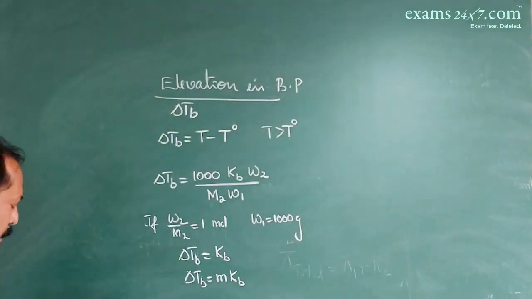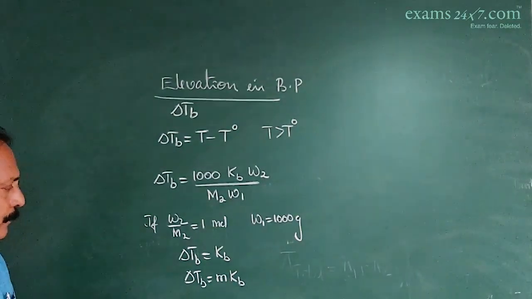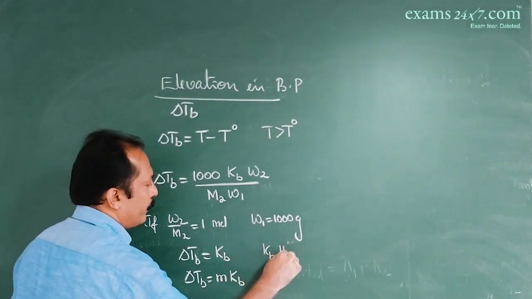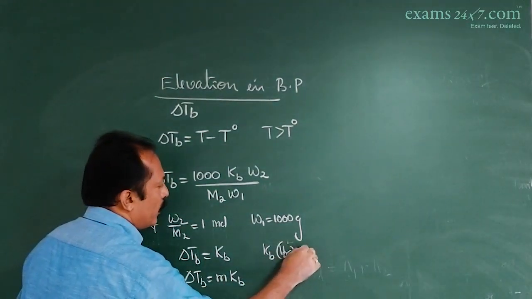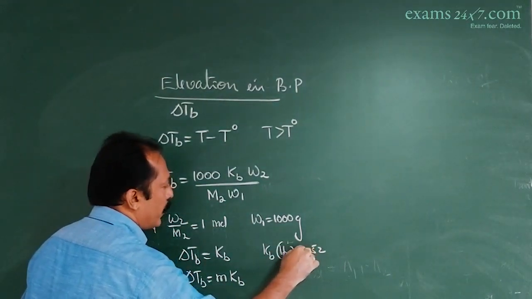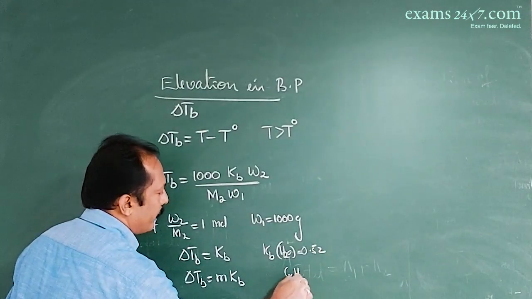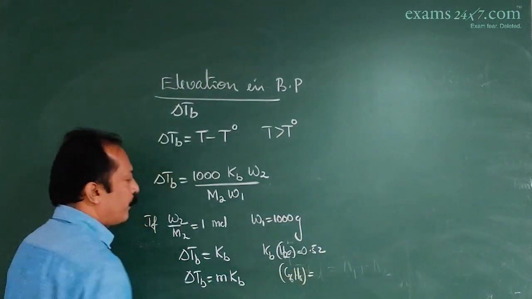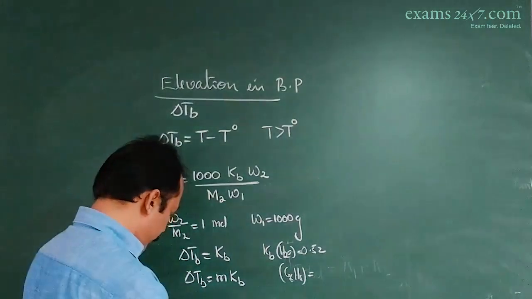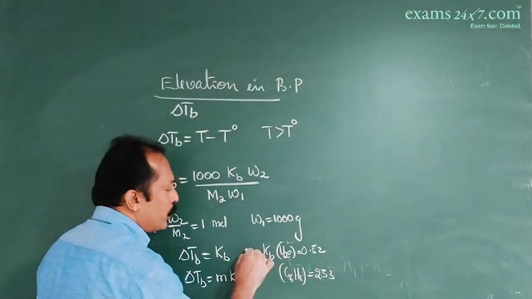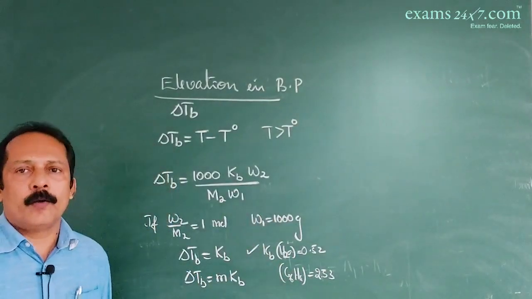Now, the KB value for water is 0.52 degree. The Kb value for benzene, C6H6, is 2.53. But usually you should know the Kb value for water.